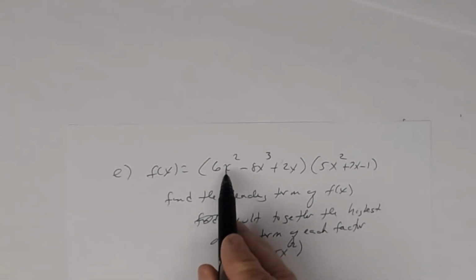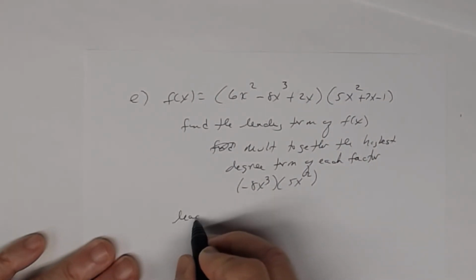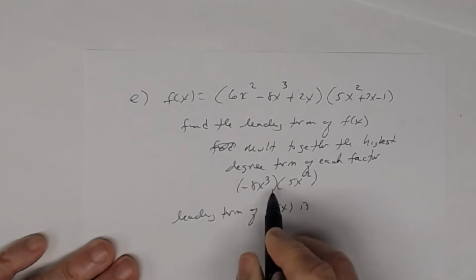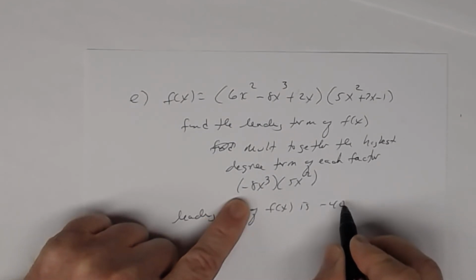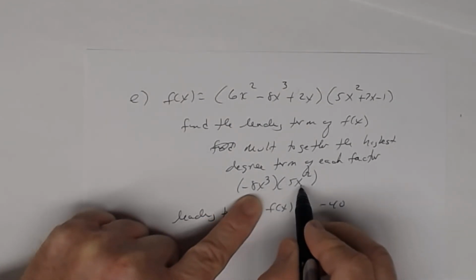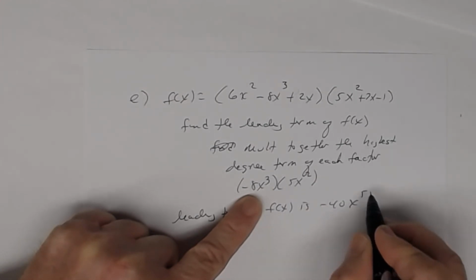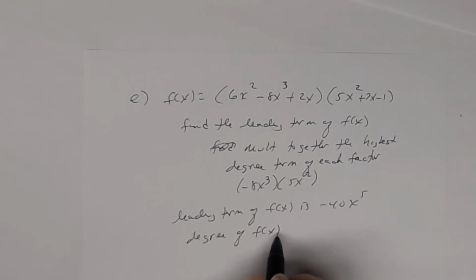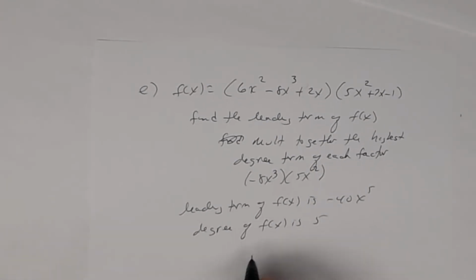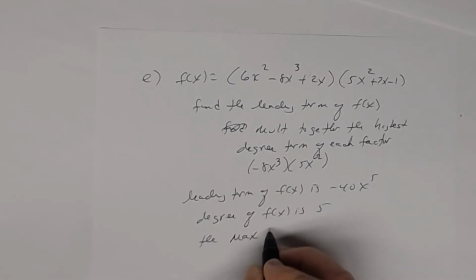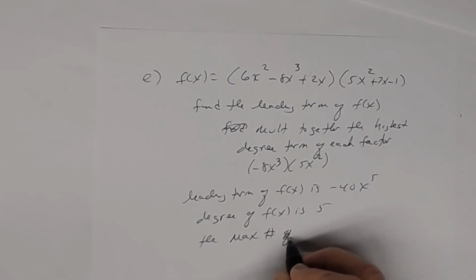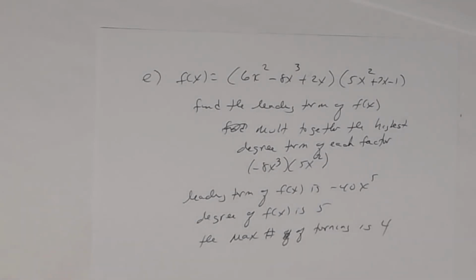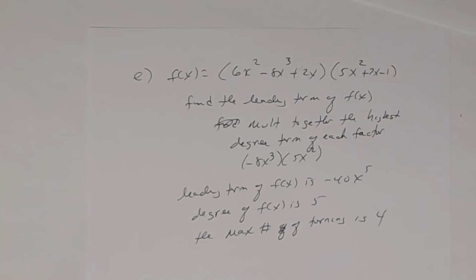So if you were to actually multiply all this out, the leading term of f of x would be negative 8 times 5, which is negative 40, and then x cubed times x squared. When you multiply like bases, you add exponents, so that's x to the fifth. So therefore, the degree of f of x is 5. Since the degree is 5, the maximum number of turning points is 4. All right, so that was letter E.